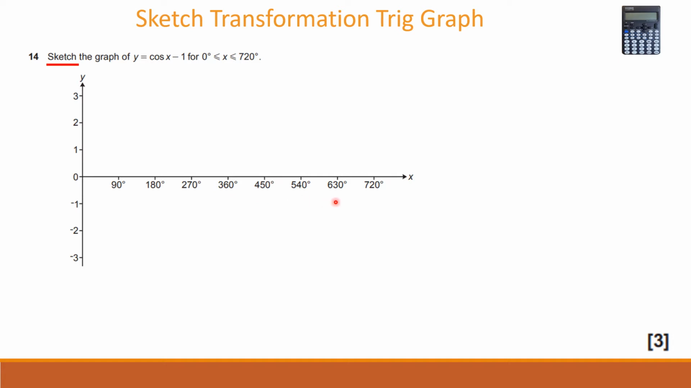550, 540, 630 and 720 where the graph is crossing. The graph of y equals cos x minus 1 between 0 and 720, and this is worth 3 marks.